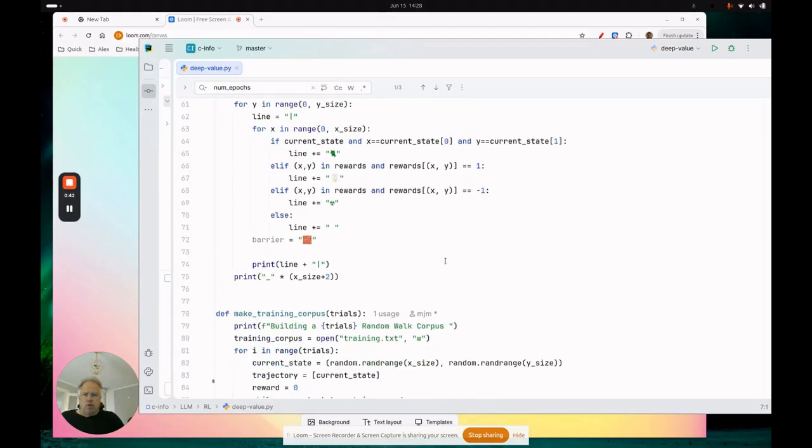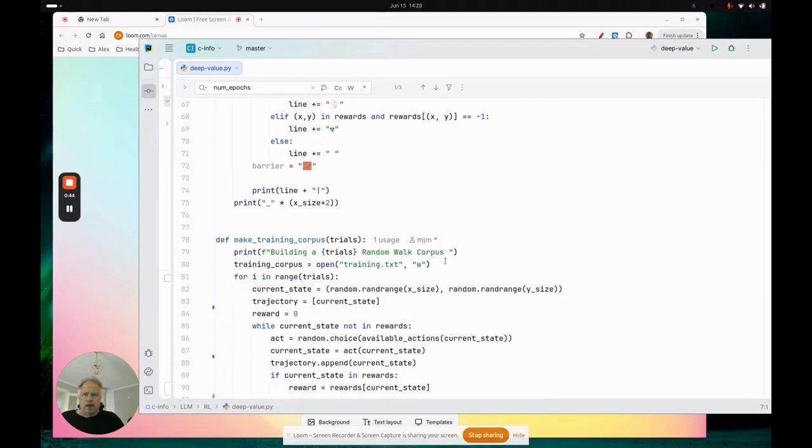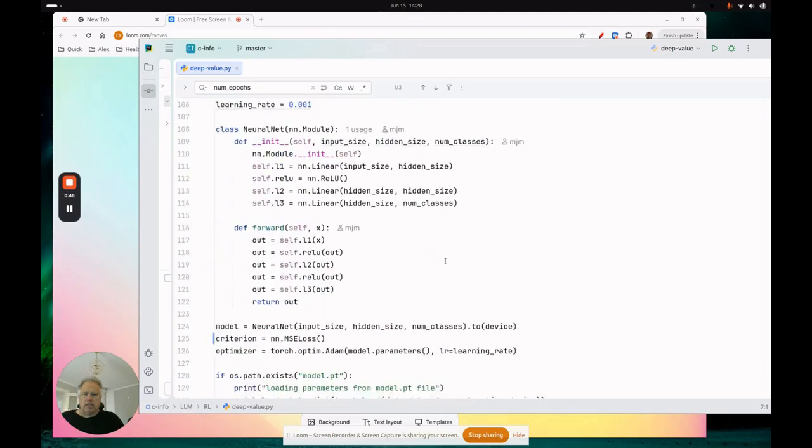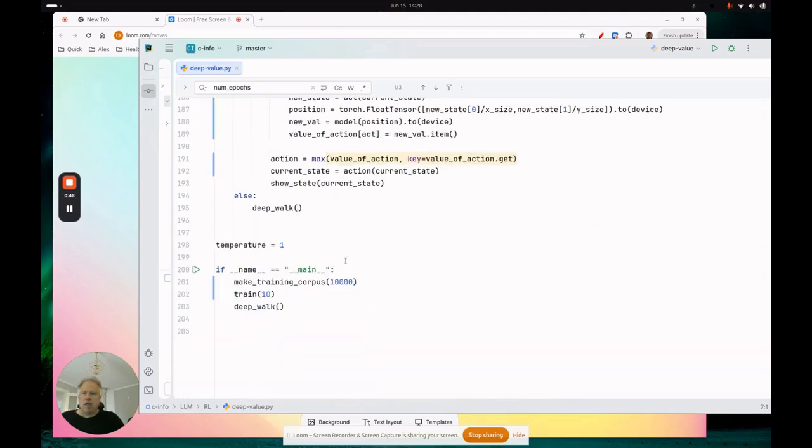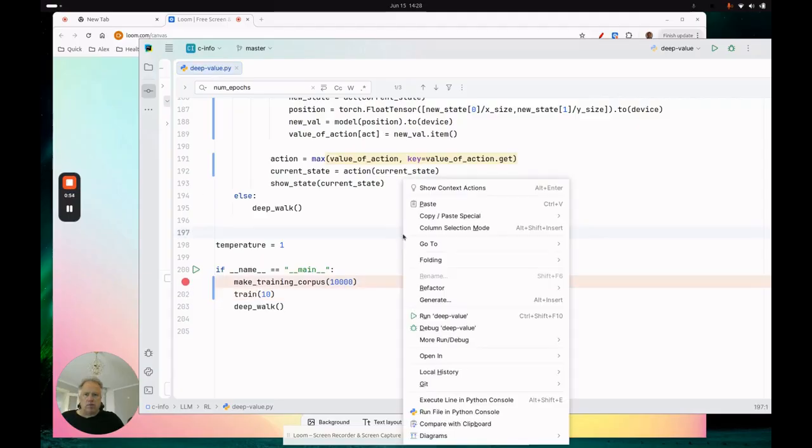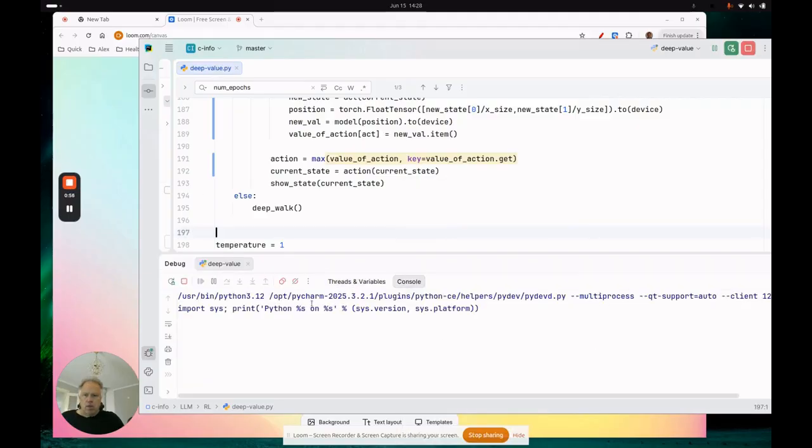The basic way it works is the following. The first thing it does is go all the way down to the bottom here. It makes a training corpus. So let's look at the training corpus. The training corpus is based on random walks. So if I just run this right here, we'll see that.